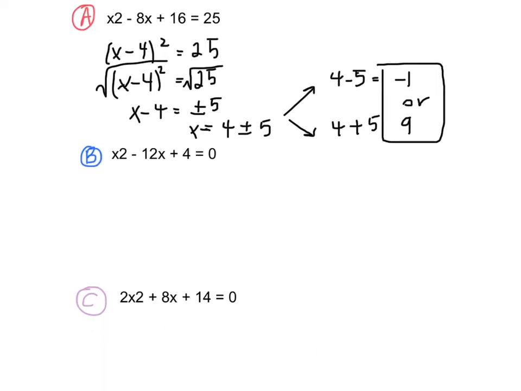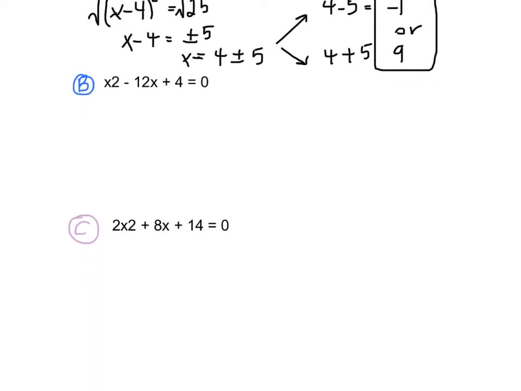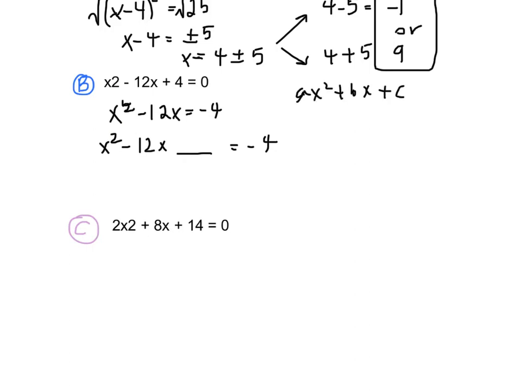Moving on to a more complex problem, we have x squared minus 12x plus 4. So we're going to move the 4 to the other side. Next, we're going to make space for our third value in this form. So if you think back to our ax squared plus bx plus c, this is our quadratic function form, and we want this form when completing the square.